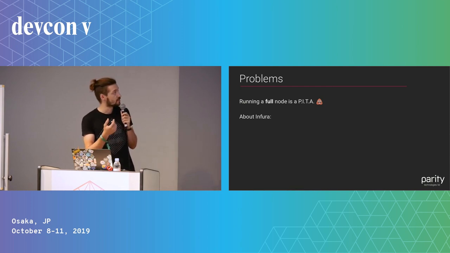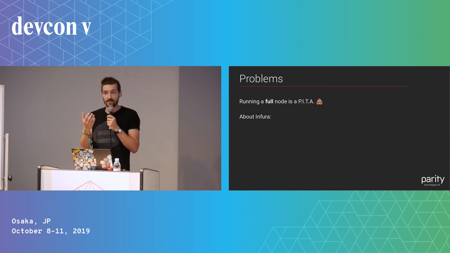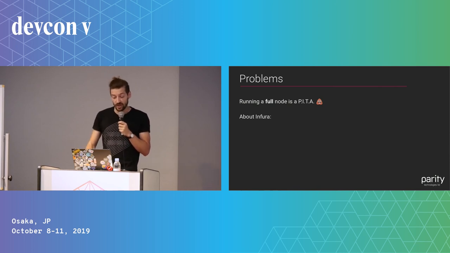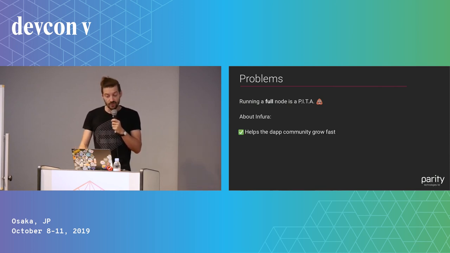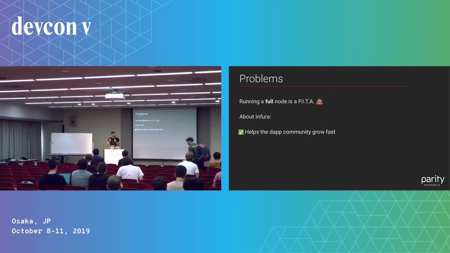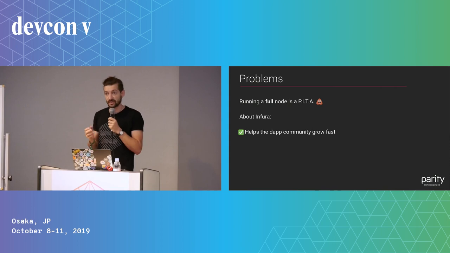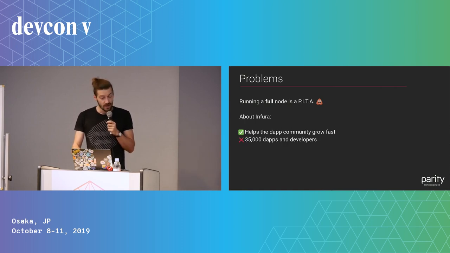So what people do when they want to build a decentralized application is not connect to a full node, but connect to Infura, or to a third-party service that provides you a full node to access the blockchain. And the thing is, Infura is super awesome. You can build an application and connect to the blockchain within a couple of minutes. That's really nice. It helps a ton for the community to grow. But there are many problems in there.